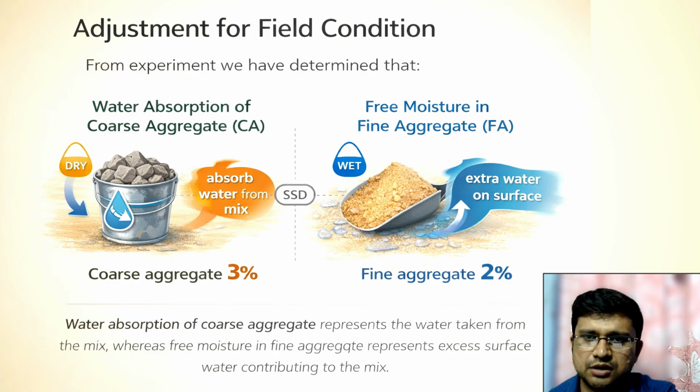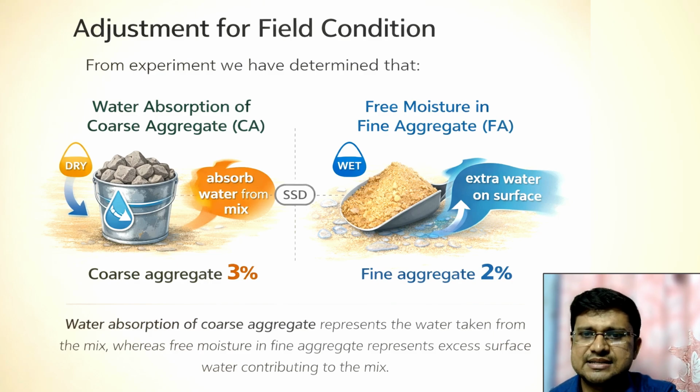Now, this is not the end of our calculation. There is one more step called field correction. It is done on the day of casting because it depends on the actual field condition. Normally, on a dry day, coarse aggregate remains dry and it absorbs water from the concrete mix to reach saturated surface dry condition. In SSD condition, inside pores are filled with water, but the surface is dry. This is the standard condition used in mix design.